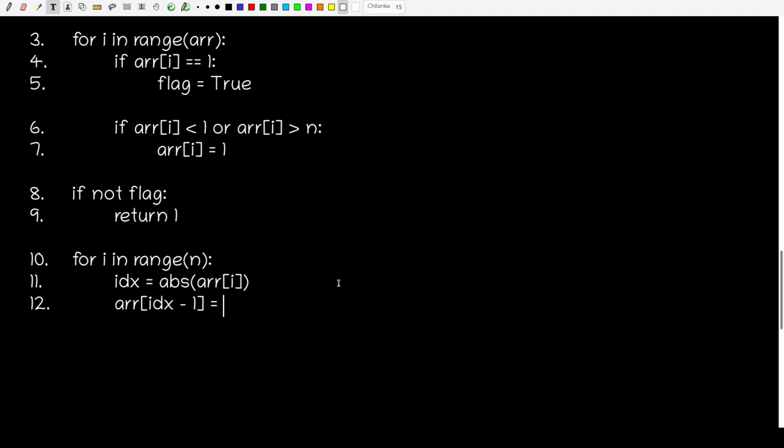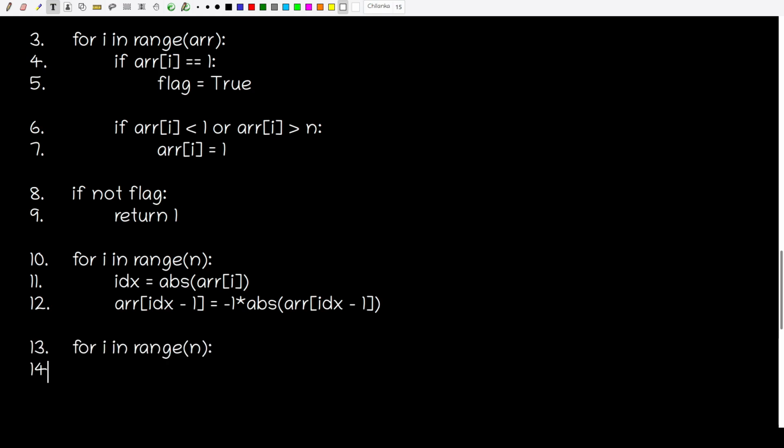Since idx exists, because of which this particular value will be set to negative. So -1 into absolute of arr[idx - 1]. And in this way, we will be able to mark the presence of the element.